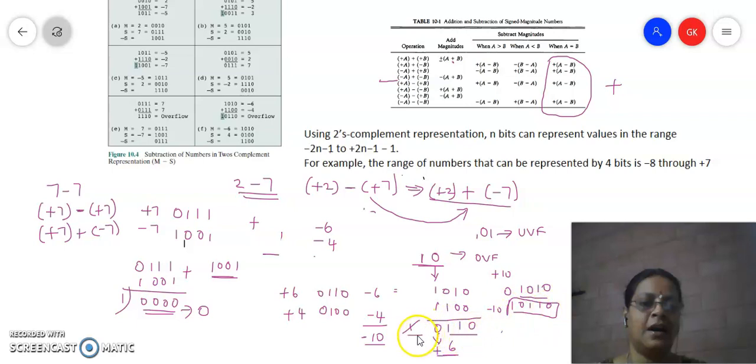If you are able to include this bit also, then the answer will be correct. So this is a very good example of overflow. This overflow and underflow can also happen in the case of negative numbers. When you are doing the subtraction, there is also a possibility of overflow or underflow. So this completes the discussion of how we are going to do addition and subtraction.